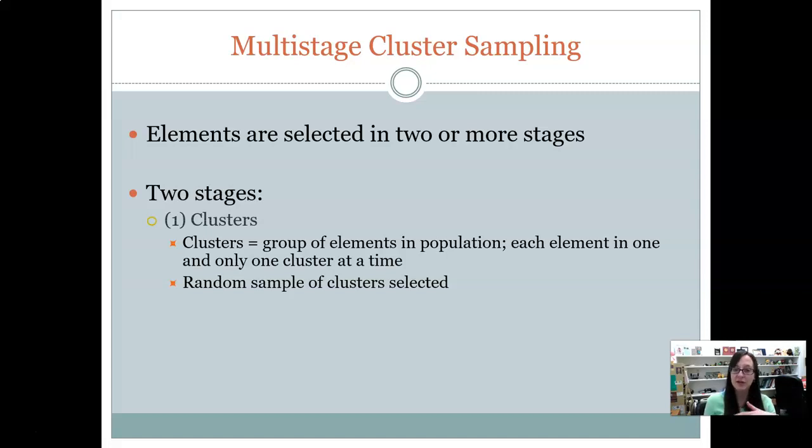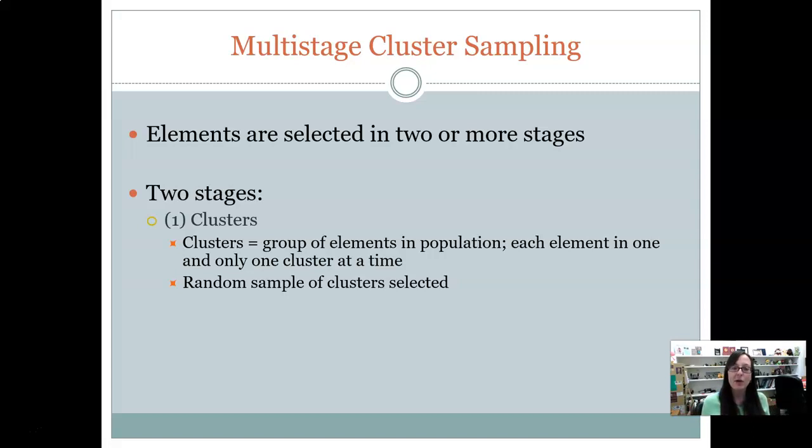Clusters are basically groups of elements in your population. Each element is in one and only one cluster at a time, so it's mutually exclusive and exhaustive. You're clustering your elements, and this is not the same as creating strata. Typically, this kind of sampling is most often used when we're clustering geographically. So within a state, you might look at counties, and each county would be a cluster.